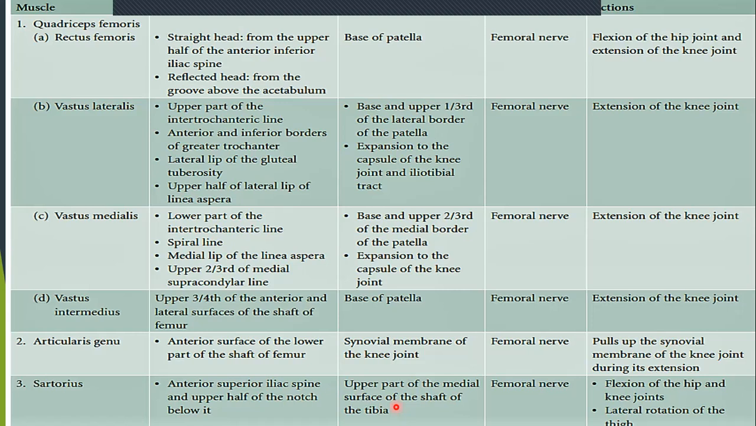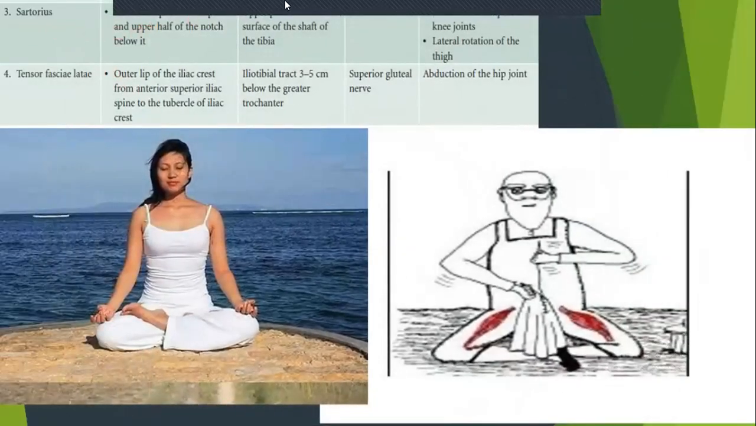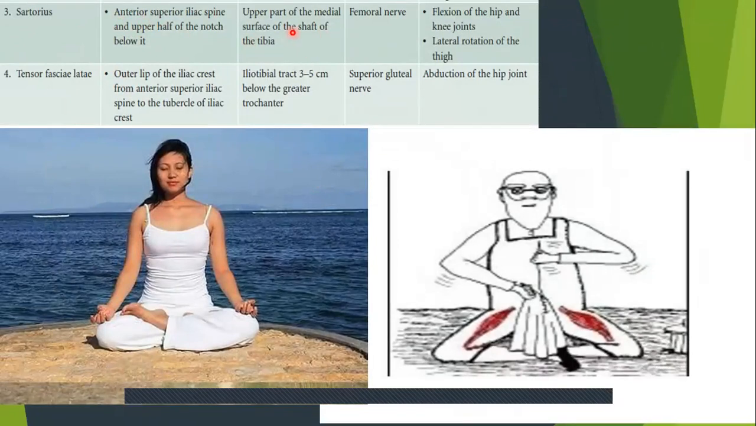Then we have sartorius. Maybe we look at sartorius on the page. Here we have origin, insertion, innervation, and action. Sartorius is a very important muscle. Sator is the Latin for tailor. So why was it called sartorius? From the word sator, a tailor. Sator is the Latin interpretation of the word tailor.